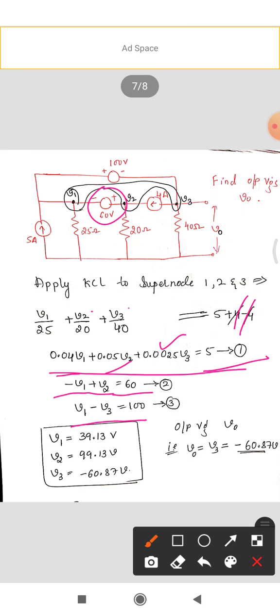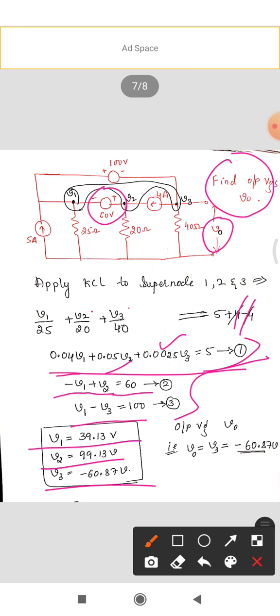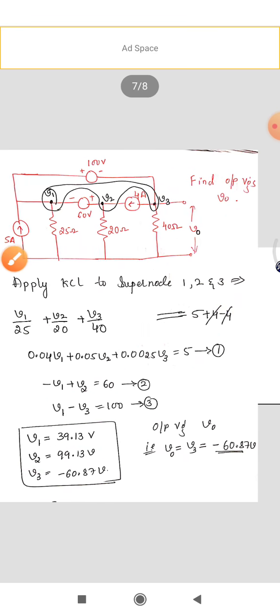By solving these three equations, we get V1 equal to 39.13 volt, V2 equal to 99.13 volt, and V3 equal to minus 60.87 volts. But what we have to find is the output voltage V0. V0 is nothing but the voltage across the 40 ohm resistance, that is nothing but your V3. So V0 is equal to V3, that is minus 60.87 volts. I hope it is clear to you.